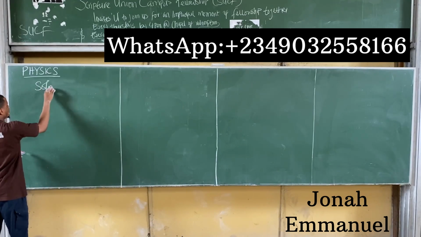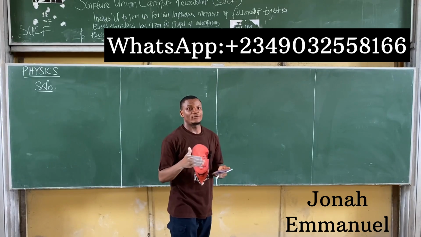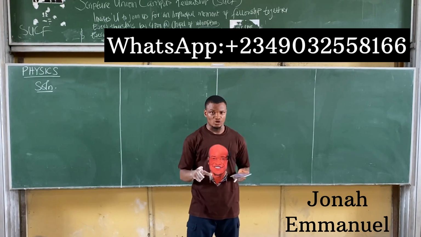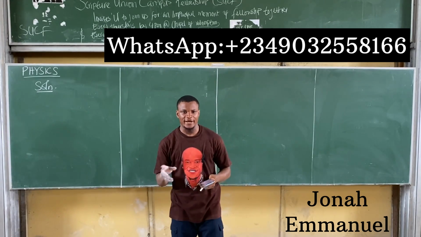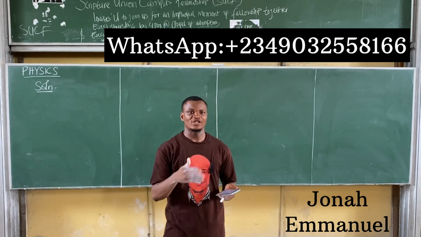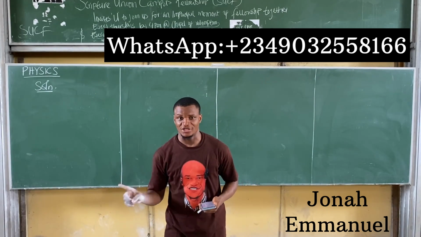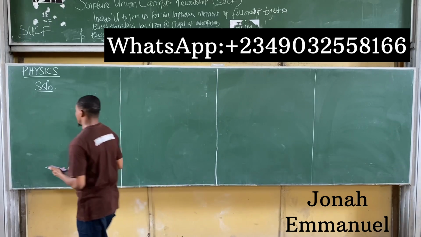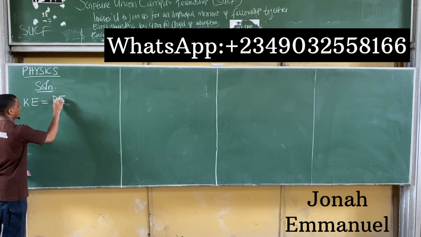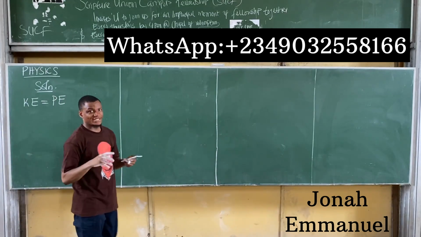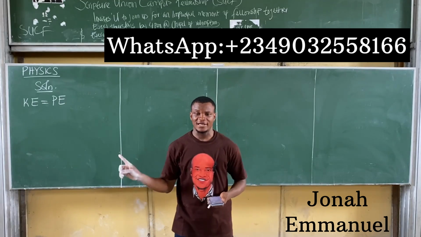Now note that for questions of this form, when you're asked to find the kinetic energy just before it hits the ground, the approach is to use the concept of conservation of energy. When it comes to conservation of energy, we say that kinetic energy is equal to potential energy. That's the formula for this. This is the approach you give to this question when you're asked to find kinetic energy just before it hits the ground.